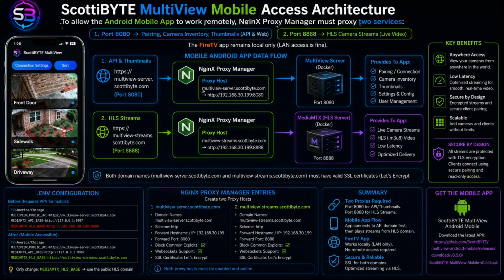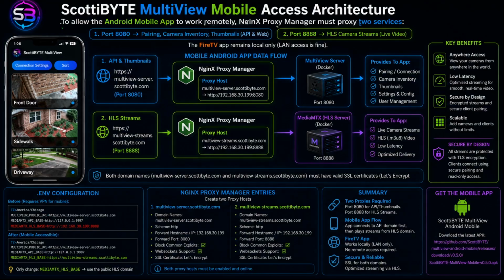And so in Nginx Proxy Manager, basically we have a subdomain, in my case multiview-server, that is equated to port 8080. That goes through the MultiView Server Docker container for the application itself, the main app, and then that handles pairing, connection, your camera inventory. It handles displaying the thumbnails and your settings and configuration, and kind of the user management part of it, that is the administrator approving people.